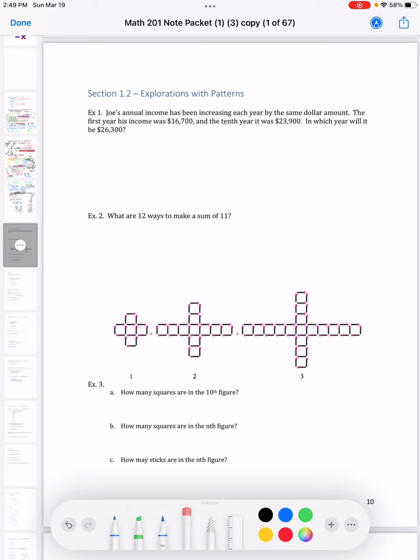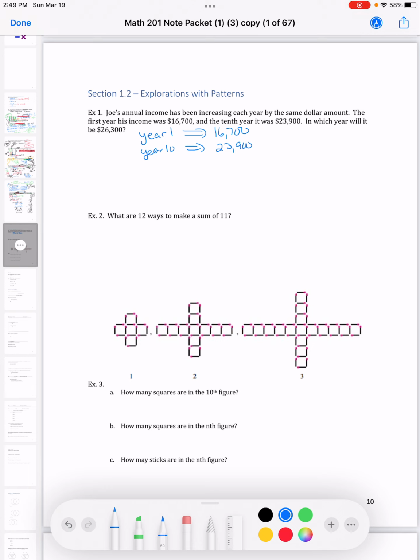So for this first one, we've got an annual income increasing the same amount every year. So maybe each year Joe gets $1,000. Every year is exactly the same. The first year, his income was $16,700. So in year one, I'm just going to write out what that means. He got $16,700. In year 10, he got $23,900. In which year will he be making $26,300?